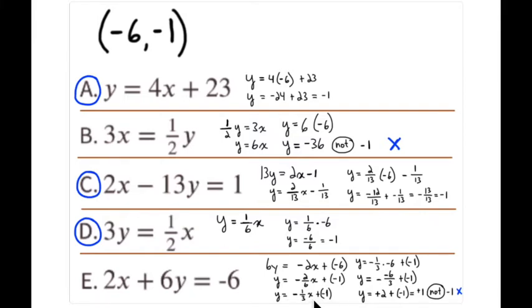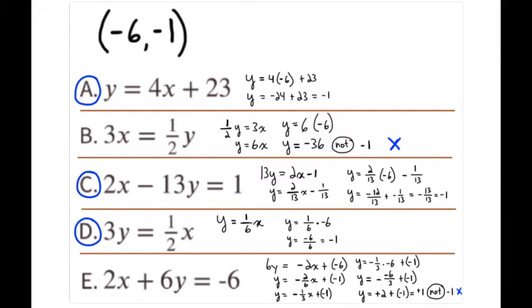Replace this x with negative 6 up here. So y equals a negative 1/3 times a negative 6 plus negative 1. So work through this. You're going to see that a negative 6/3 is equal to negative 2, but the opposite of that negative 2 is positive 2. So this is equal to y equals a positive 2 plus a negative 1. So 2 plus a negative 1 is equal to positive 1. That is not negative 1. So E does not work.